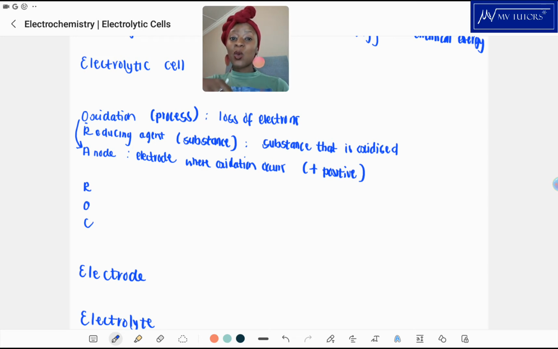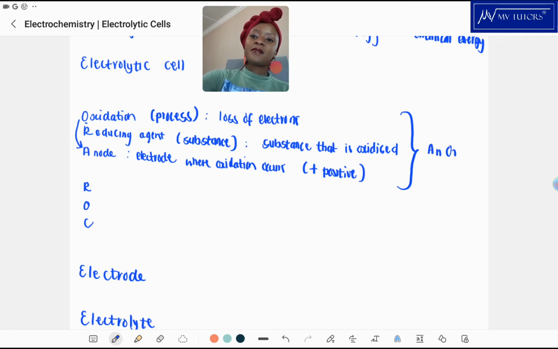Oxidation is a process where electrons are lost, okay? And what carries this process through is the reducing agent, the substance that is actually oxidized. And then we get to the next one. You will oftentimes hear in class or on other videos that another way of remembering this is AN OX. Basically at the anode, that's where oxidation occurs. So it's up to you, either you remember the first one or AN OX.